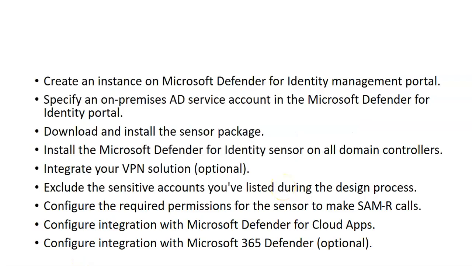We'll create an instance on the Defender for Identity management portal. You specify an on-premises AD service account in the Microsoft Defender for Identity portal. Then you download and install the sensor package. You install the Microsoft Defender for Identity sensors on all the domain controllers. To integrate your VPN solution, which is optional, you exclude the sensitive accounts you have listed during the design process.